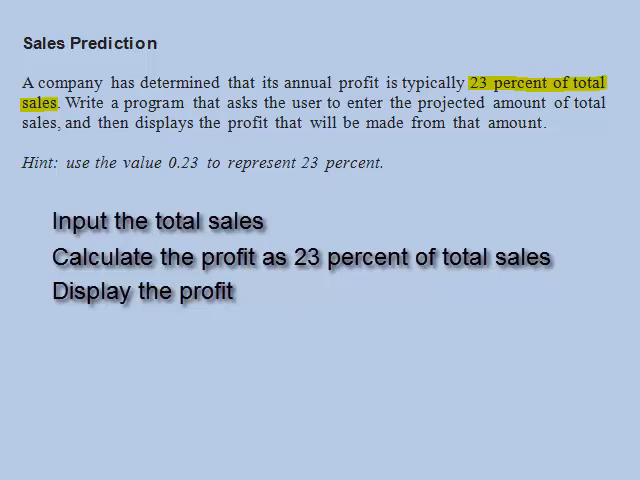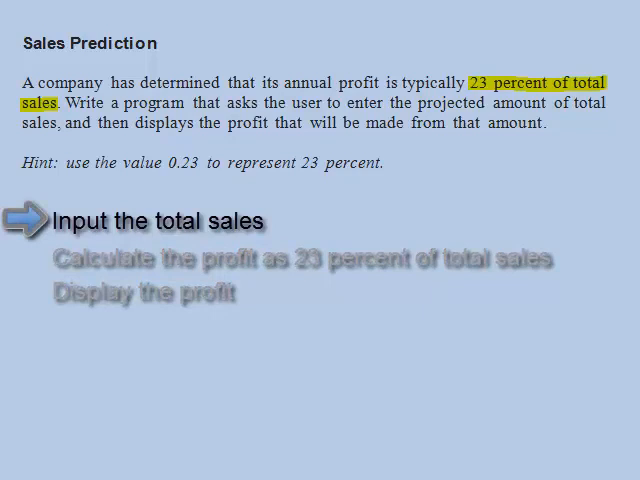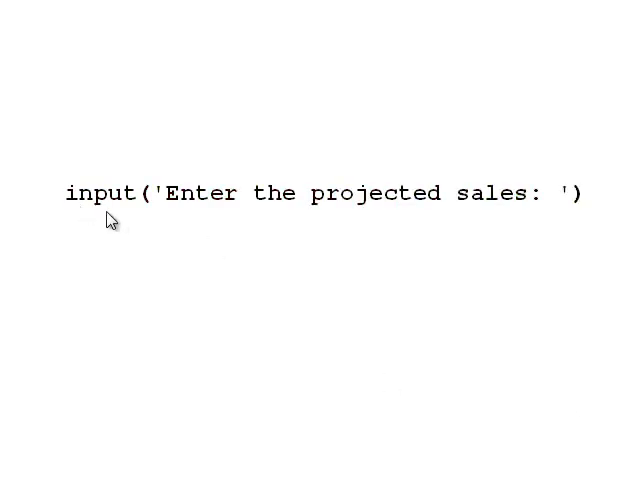So let's take a closer look at how we're going to perform the first step. We're going to input the total sales. In Python, when you want to read input from the keyboard, you call the input function. So in this step in the program, the call to the input function is going to look something like this. Here we're calling the input function, and notice that between the parentheses we have the string "Enter the projected sales." This is the prompt that's going to be displayed on the screen. It simply tells the user what to do. So the user is going to enter some value, and the input function will return that value.